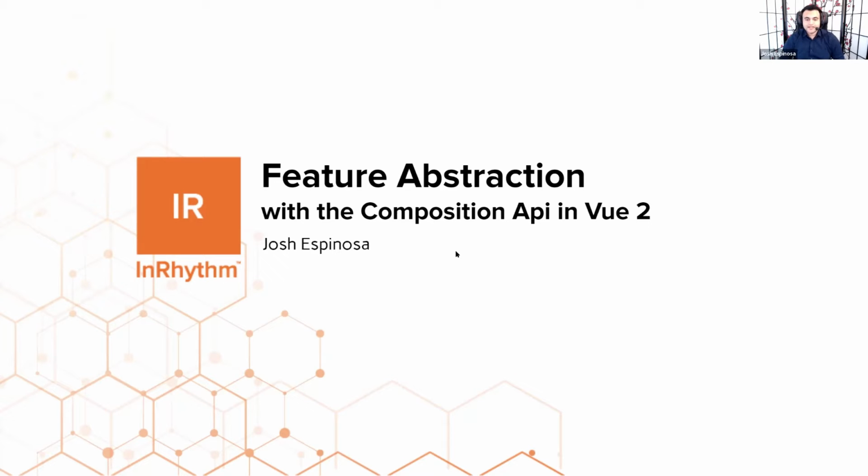All right, thanks, Parag. As he mentioned, my name is Josh Espinosa. I'm a front-end developer, been working with In Rhythm as a consultant at MasterCard for the past 2 years. I've been working with Vue.js for the past 4 years. Today I'm going to talk about feature abstraction using the new composition API and how to use it in Vue 2.